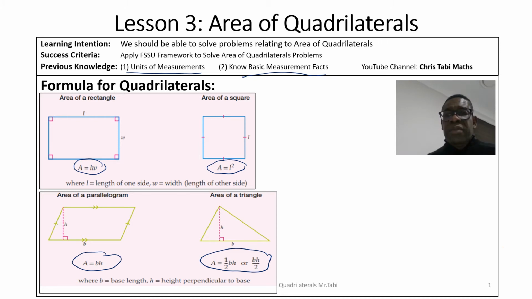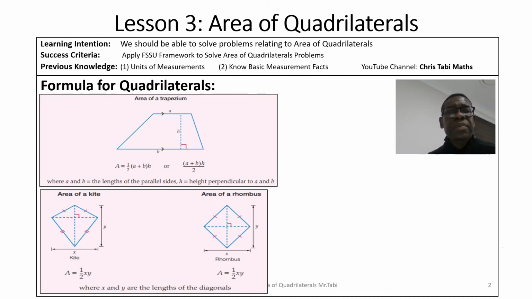The additional formula that we need to know, which is the area of a trapezium, and also the area of a kite and that of a rhombus. Right, let's get going.